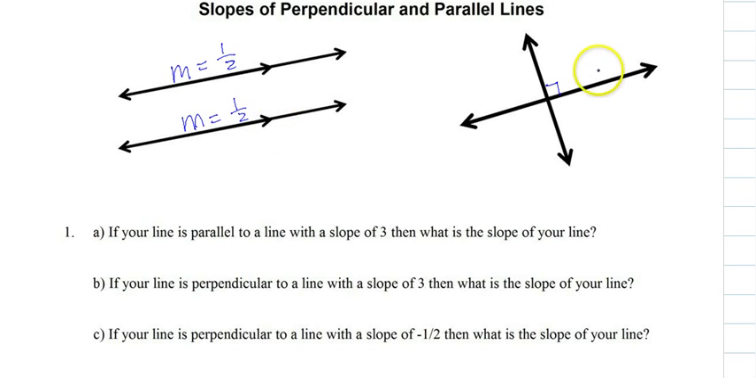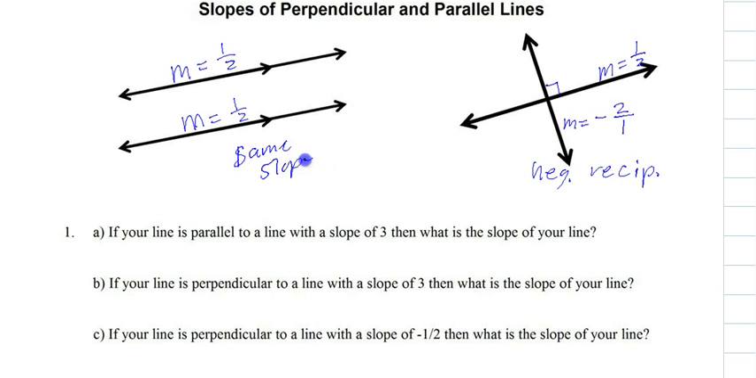Now perpendicular, let's take that same slope of 1/2 for that line, which is parallel almost. For a perpendicular, what you do is you take its negative and flip it. These are negative reciprocals. So whenever you see perpendicular, you think negative reciprocal. Whenever you think parallel, you think same slope. So negative recip, same slope.